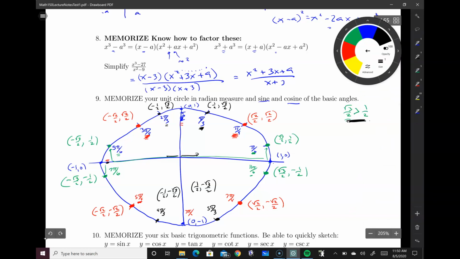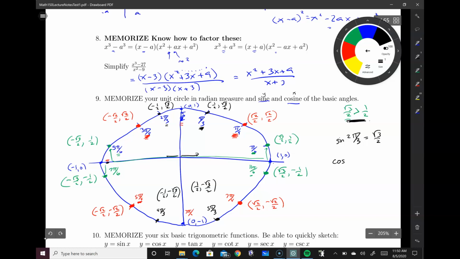How this will come up is you'll be asked to find, say, the sine of 2 pi over 3. I don't want you to use a calculator. I think it's helpful to picture the graph. Here's the 2 pi over 3. The sine are the y values, cosines are the x values. So this gives me an answer of root 3 over 2.